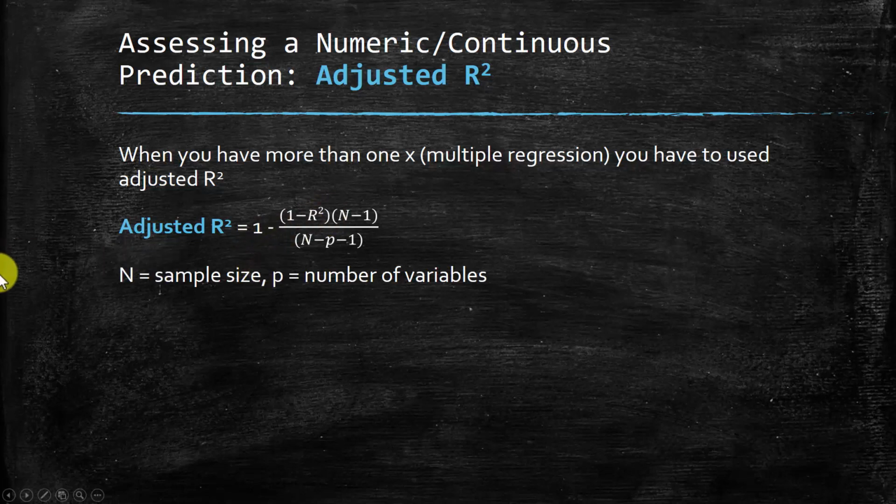So this is the equation for adjusted R squared. It takes into account N, the sample size, so the number of samples, like training data, for example, and P, which is the number of predictor variables. Again, this should be applied anytime you're creating a model that has more than one predictor variable, or more than one X.